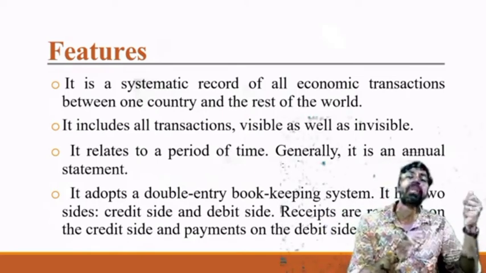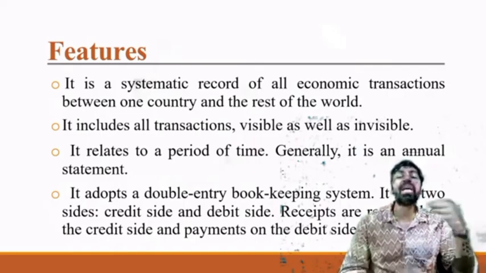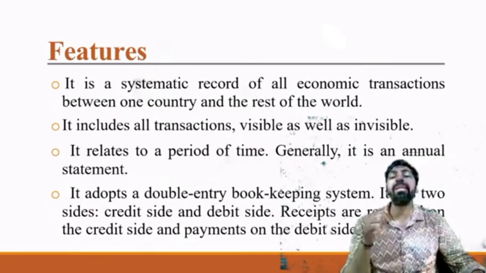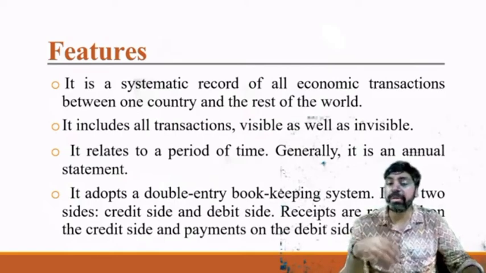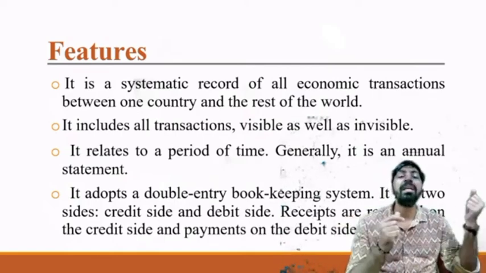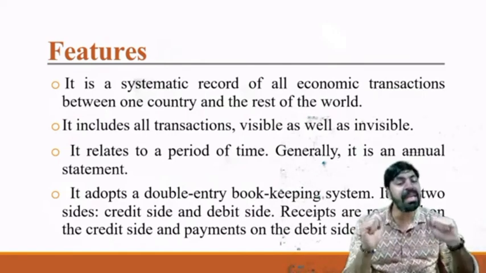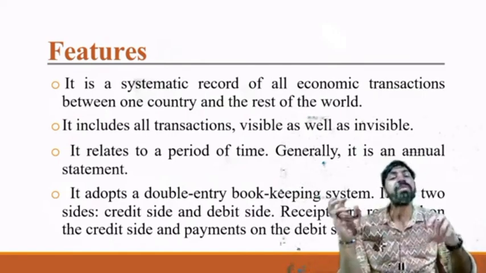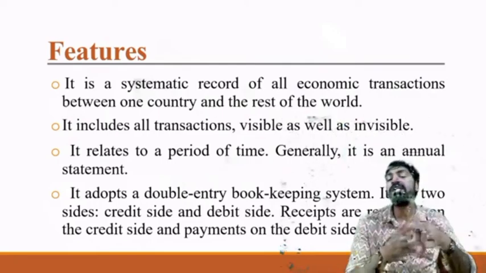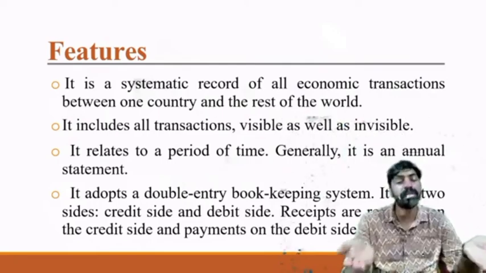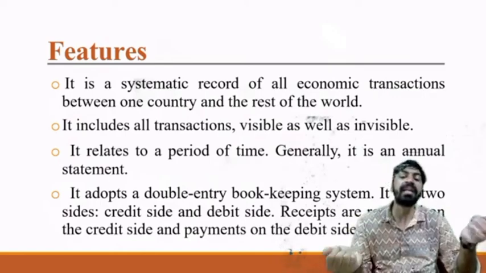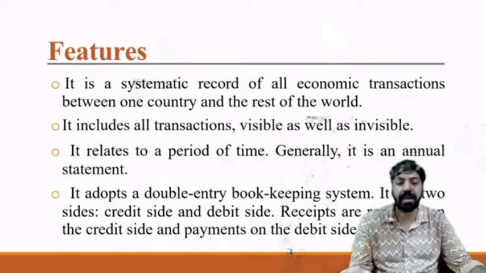So when we talk about the receipts, the cash inflows are recorded on the credit side, and the payments are recorded on the debit side. When we talk about financial accounting, that means debit is what comes in and credit is what goes out. But when we talk about the banking system, the rule will be the reverse. That means the receipts go onto the credit side and the payments come to the debit side.